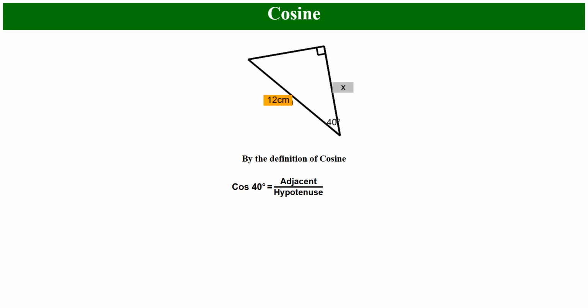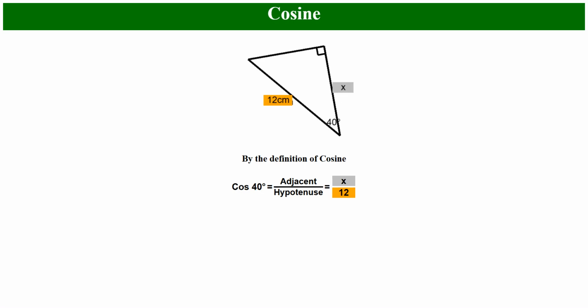Now let's look at a triangle in a different orientation. And here the hypotenuse will be of length 12 centimeters and the angle 40 degrees. And again, we want to find the length x, which is the adjacent side next to the 40-degree angle. So let's write down the definition of cosine, and it is cos of 40 degrees is equal to the adjacent over the hypotenuse. And here, that will be x over 12.